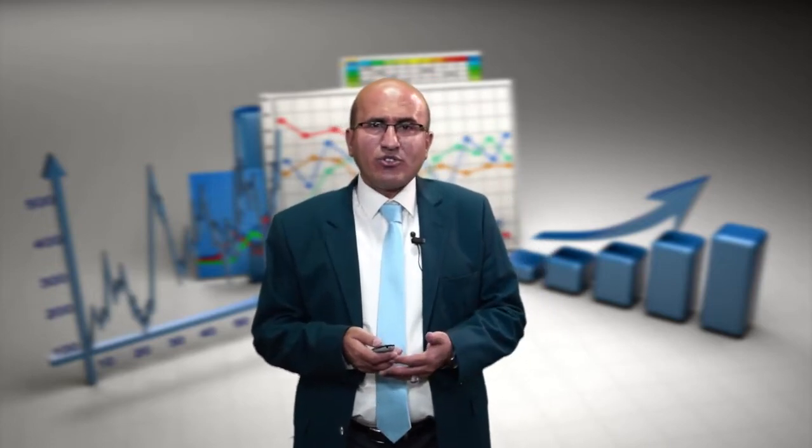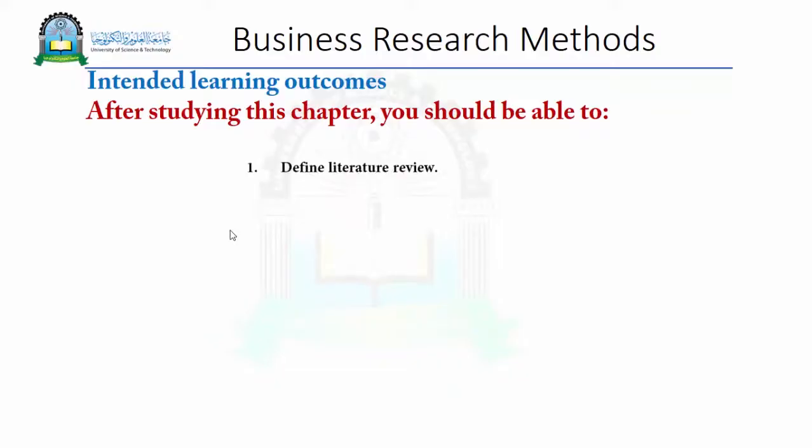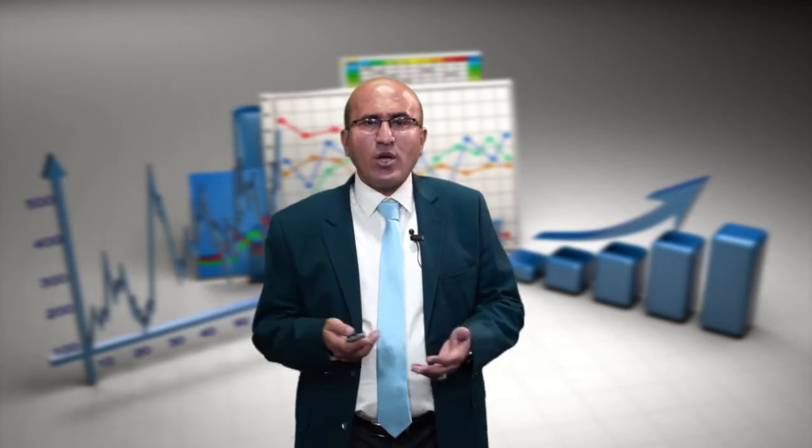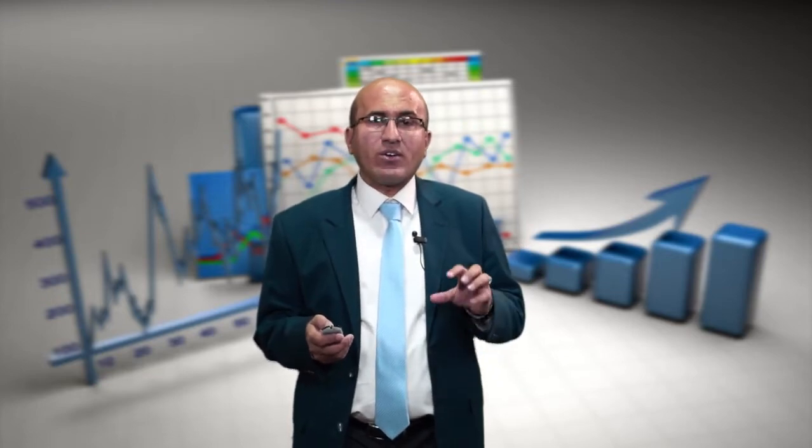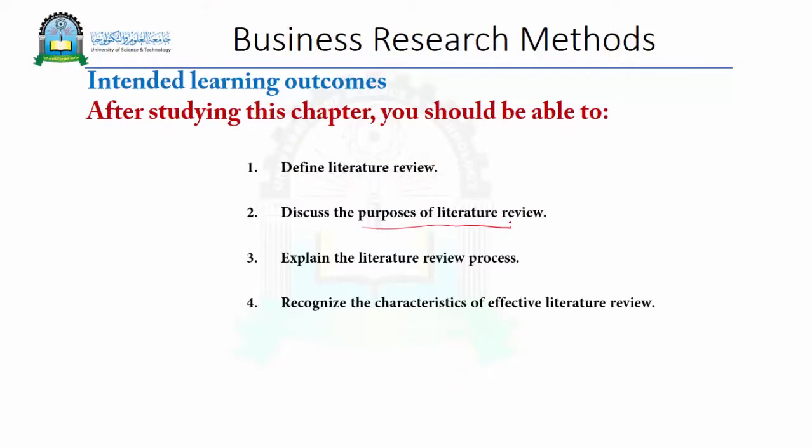For this session, the intended learning outcomes are that the students, after finishing this session, should be able to define the literature review, discuss its purposes, and understand why we need the literature review in research. They should also be able to explain the literature review process, which is very important, so that a researcher or student can build a very solid, cohesive and coherent literature review through a process.